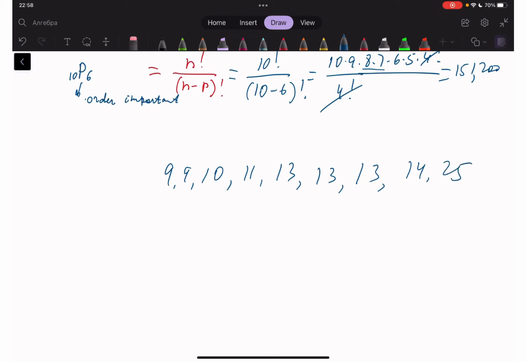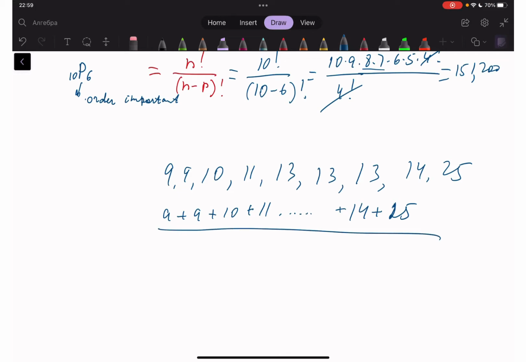Okay, so we need to find the mean. Mean is easier. I'm adding all of them. 9 plus 9 plus 10 plus 11 plus and so on plus 14 plus 25. And after you add this, you divide by the amount of elements. How many do we have? 1, 2, 3, 4, 5, 6, 7, 8, 9, 10. We divide by 10.